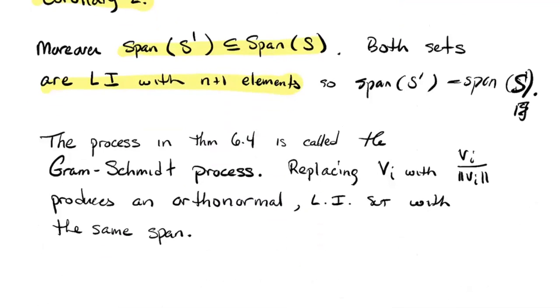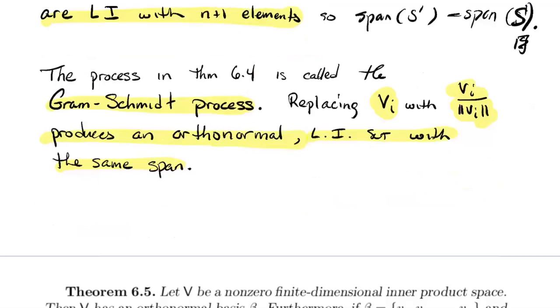Cool. Okay, so that process is called the Gram-Schmidt process. It takes an arbitrary linearly independent subset of an inner product space and produces an orthogonal set with the same span. If you take each one of those non-zero vectors in S prime and divide them by their length, then you produce an orthonormal set. It's linearly independent and it has the same span.